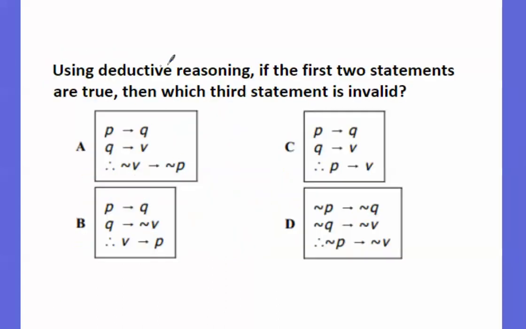In this example, use deductive reasoning. If the first two statements are true, then which third statement is invalid? Invalid means does not follow the pattern. Statement number 1 says if P then Q. Statement number 2 says if Q then V. And remember, in this case, we can eliminate the middle letter, so we might have P arrow V, or we might have not V arrow not P. I see therefore not V leads to not P. We know this is valid.